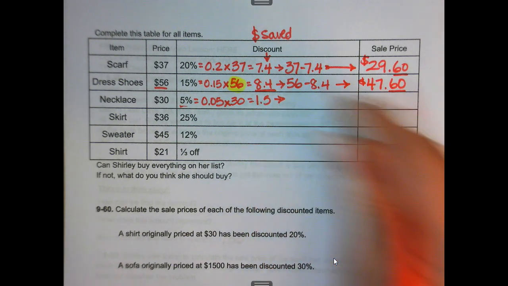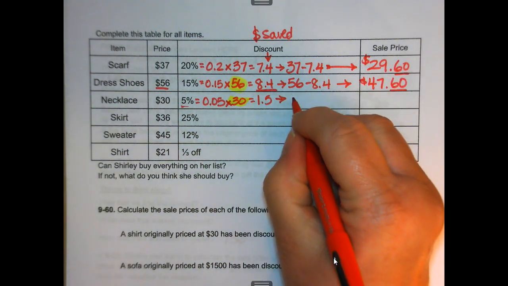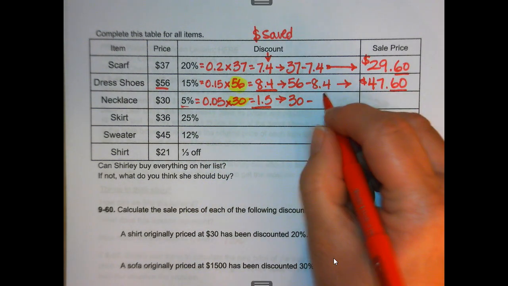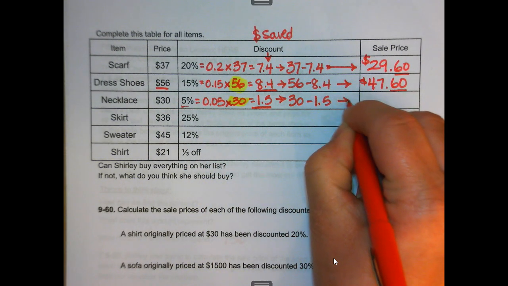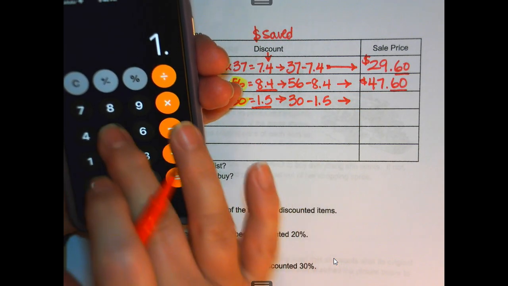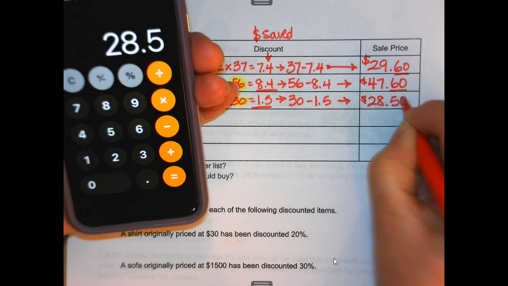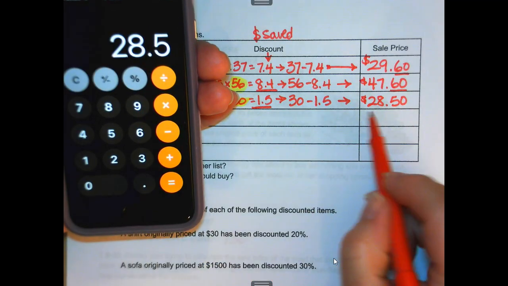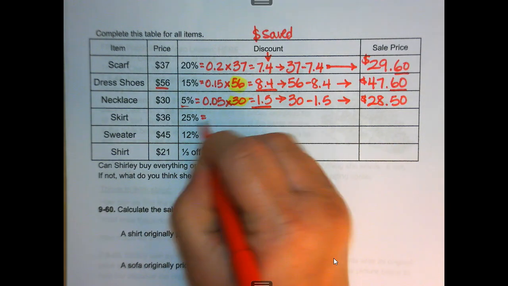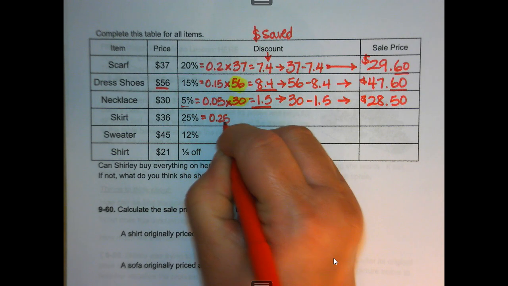And again, I rewrite this, taking my original price of 30, subtract my percent of savings, my discount. So I have 30 subtract 1 and 5 tenths, and that gives me 28.5. And remember, we're writing not just 28 and 5 tenths, we're writing it as $28.50. This next one, I can rewrite 25% as 25 hundredths.